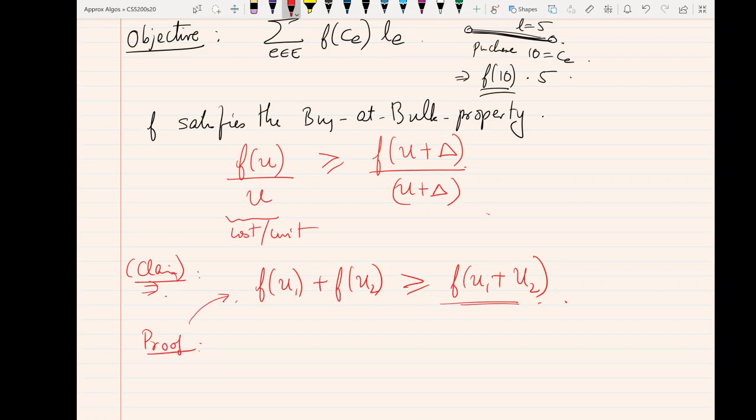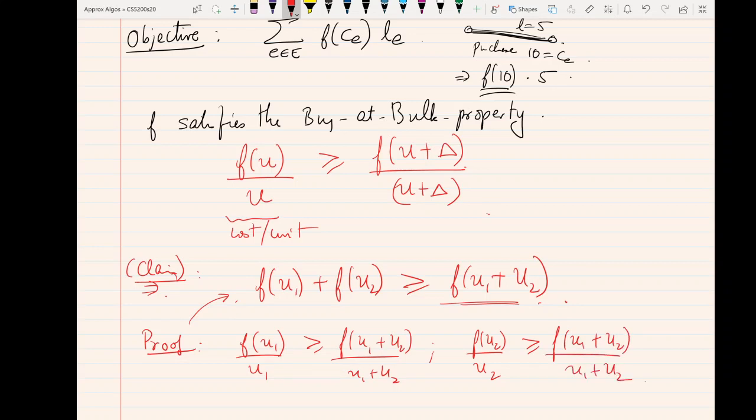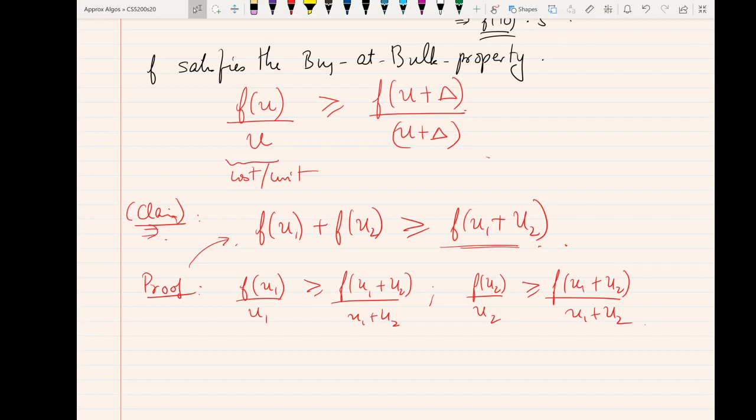So the proof of this particular claim is the following. f of u1 by u1 is greater than f of u1 plus u2 by u1 plus u2, right? And f of u2 by u2 is greater than f of u1 plus u2 divided by u1 plus u2. Now if you transpose and add, the u1 plus u2 will cancel out. You can just check this and it will give you the result. So this is the kind of important form that I want you to keep in mind.